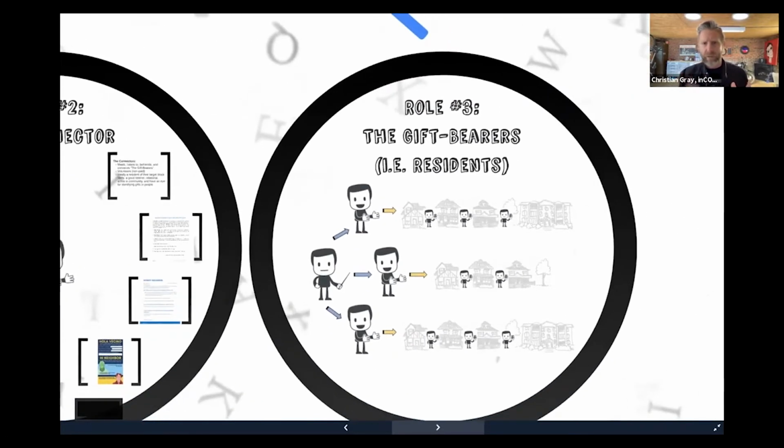And then finally, you have the gift bearers, you have the residents. So hopefully this overarching infographic helps you to see it all come together. You have the conductor or the organizer who enlists the block connectors, who deploys the block connectors on their own block, and now is starting to develop relationships with their neighbors individually. So that's a block, that's called block connecting.